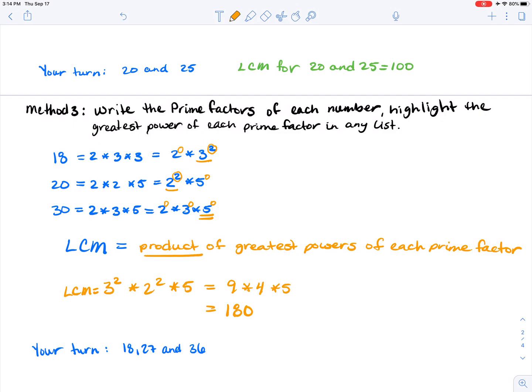Take your turn and try your hand at the numbers 18, 27, and 36. Pause the video, then come back and find the answer. Welcome back. Hopefully you got the LCM equals 108.